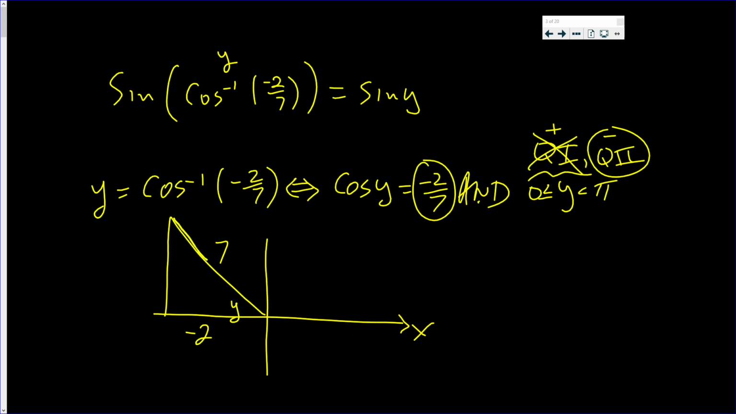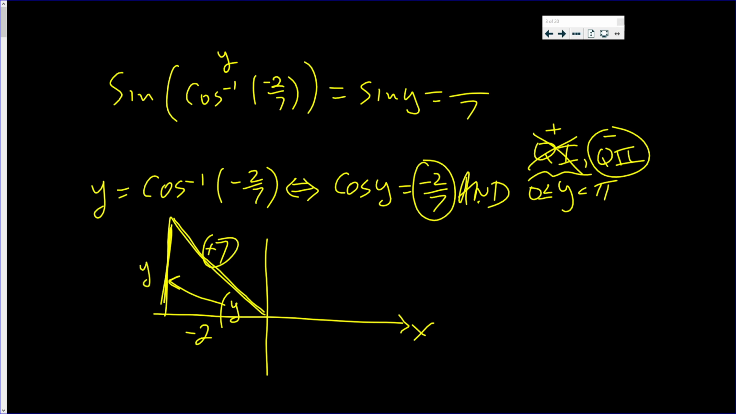Hypotenuses are always defined to be positive, so it must be the adjacent that's negative. Well, I want the sine of y. That's not a problem. It's this number over that number. Oops, I don't know that number. So maybe it is a problem.